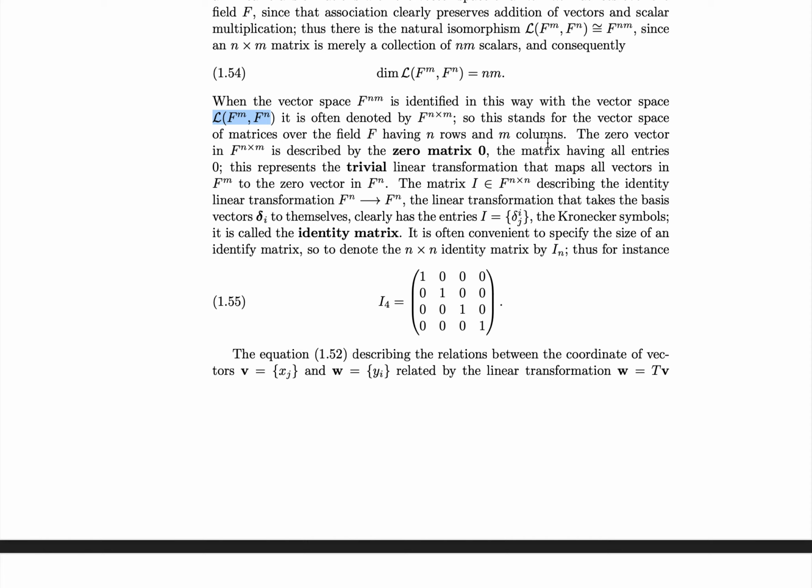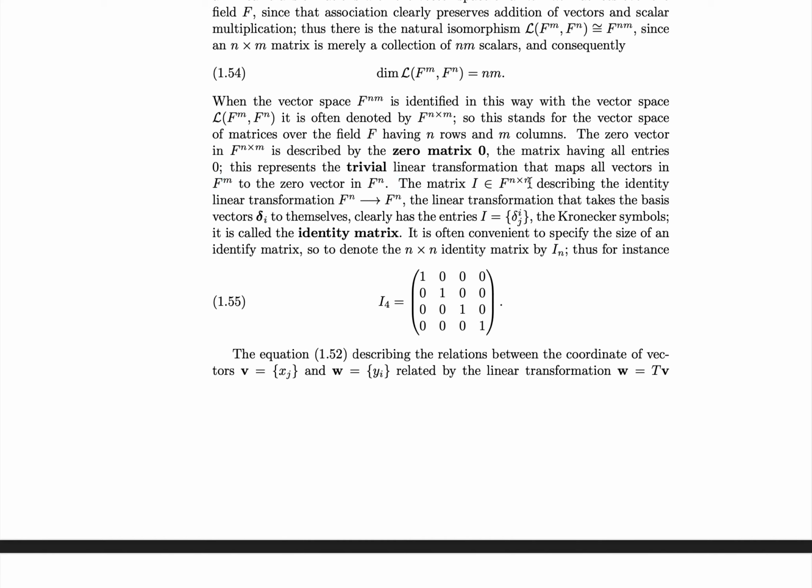If we want to consider some basic facts about elements of F^(n×m), we can consider the zero vector as the zero matrix, which we call big zero. It's a matrix having all entries being zero. And this represents the trivial linear transformation, which maps all vectors in F^m to the zero vector in F^n. That is the map that sends all elements to the zero vector in the output space.